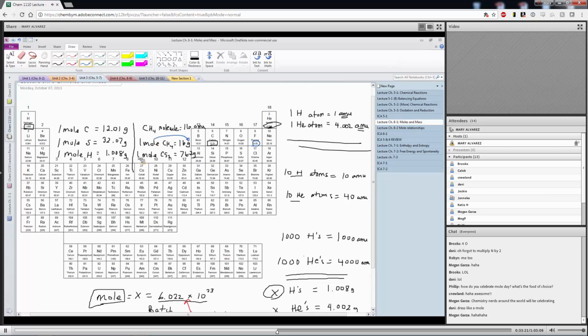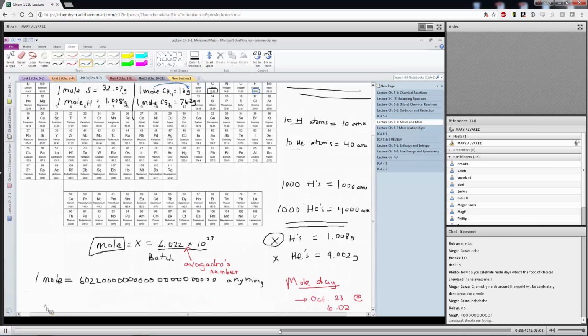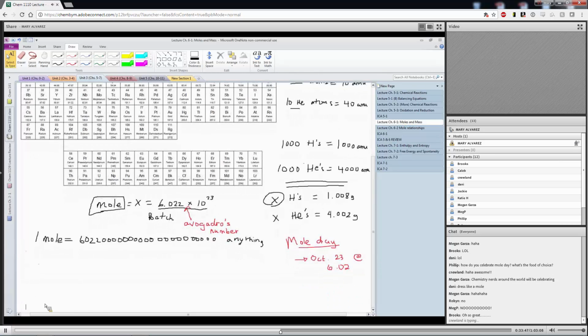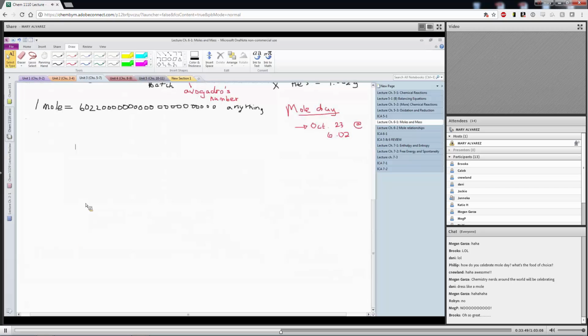outside of dimensional analysis for so long that you don't recognize this is an equivalency that can now be used as a conversion factor. And so now we can do dimensional analysis all over again, but with moles and mass. Doesn't that sound like fun? Of course it does. Yay, dimensional analysis.